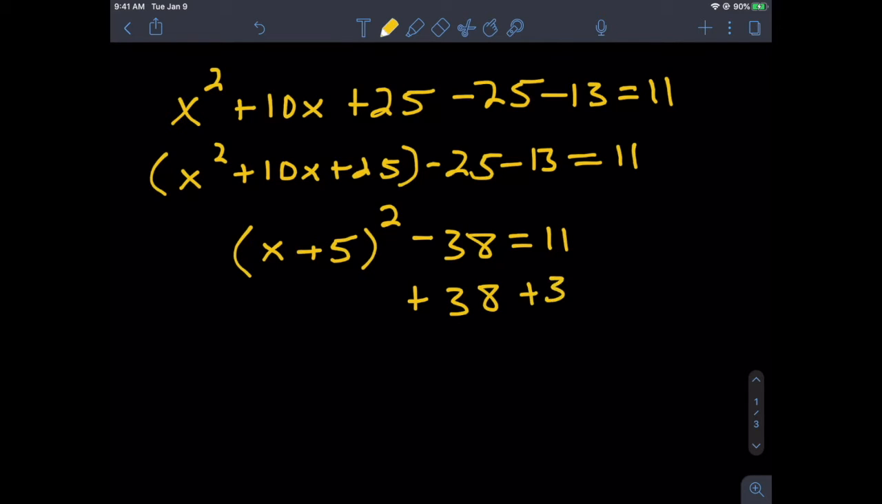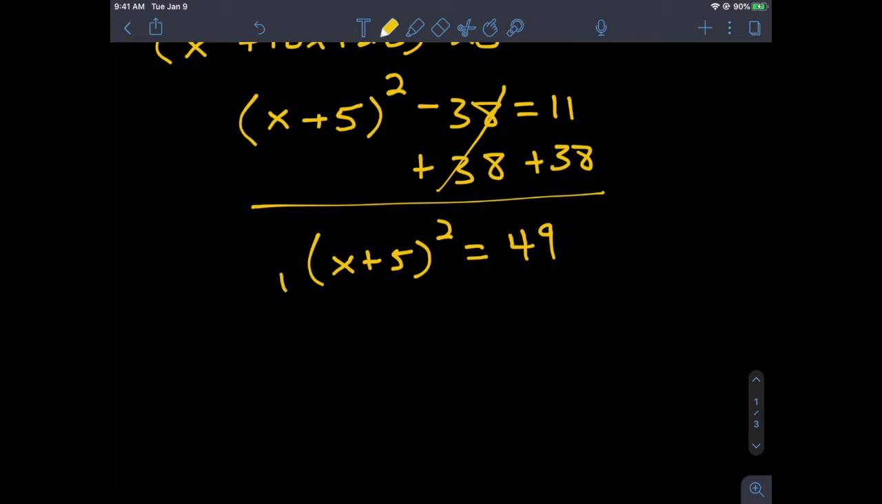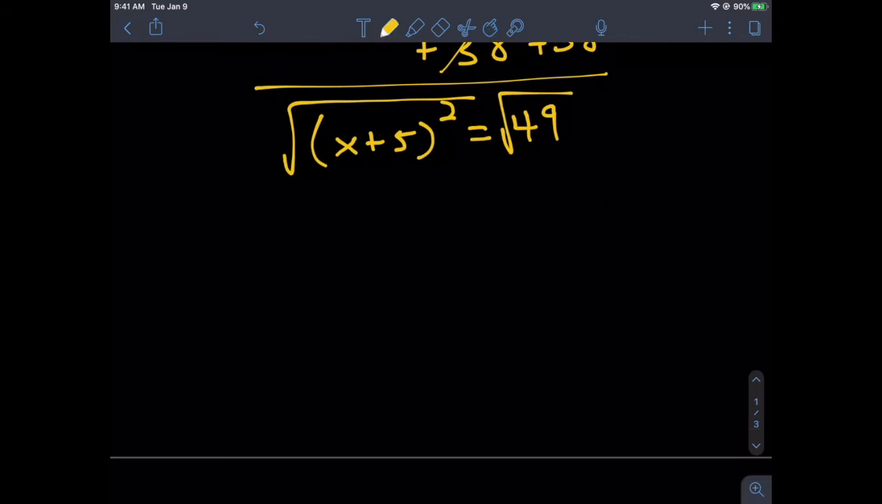We add 38 to both sides to isolate our binomial, and this is going to give us x plus 5 squared equals 38 and 11 is 49. We will take the square root of both sides now. That's going to get rid of the squared outside of the parentheses. This gives us x plus 5 equals, and then there are two square roots to 49. There's a positive 7 and a negative 7.